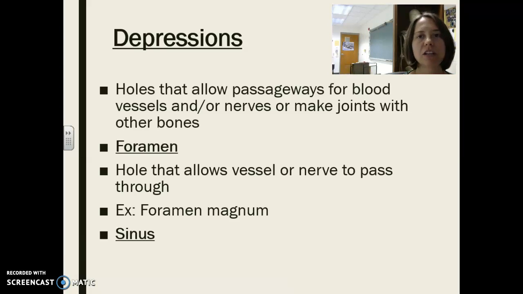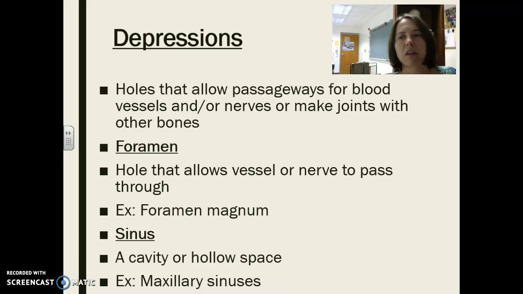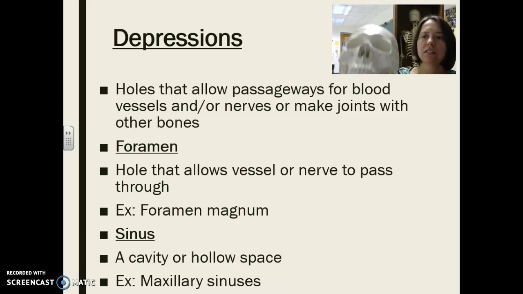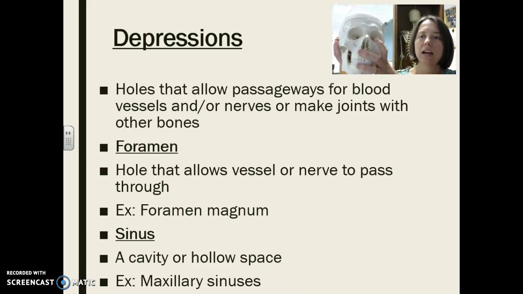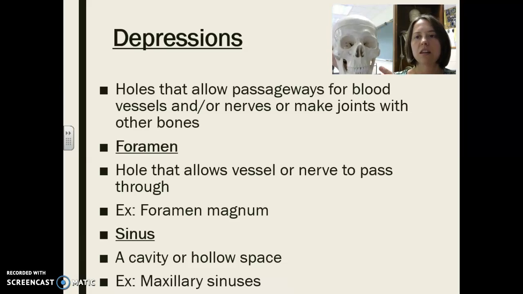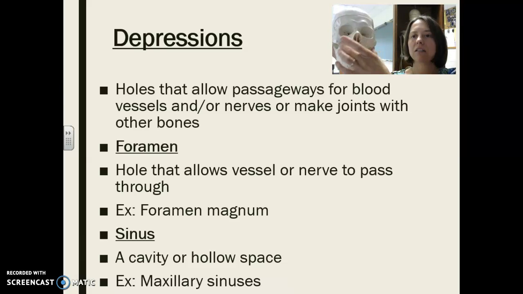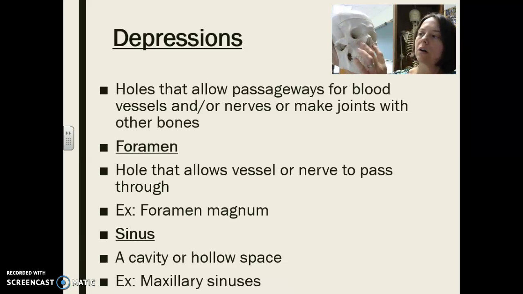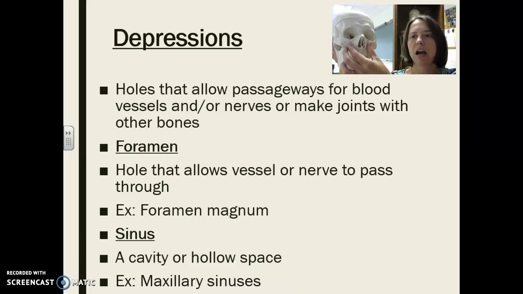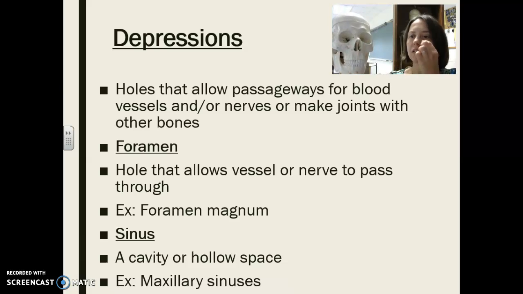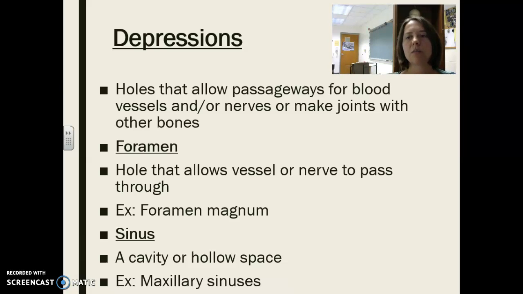Another type of depression is a sinus. It is a cavity or a hollow space. And there are many different sinuses. Some of the more famous ones are what we actually call the sinuses in the facial bones. So this is your maxilla bone, and so there are sinuses behind the bone, behind that front part of the bone, and that is what gets inflamed or hurt when you have a sinus infection.